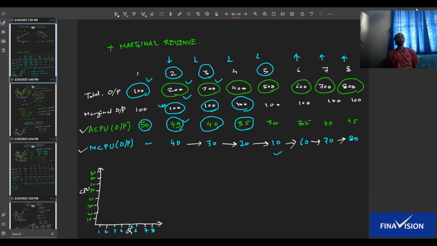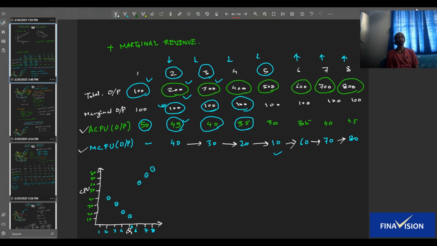First, we will draw the marginal cost per unit. So let us plot the numbers here. For option 2, option 1 we will not touch. Option 2 is 40, right? Option 2 is 40. So the point will be somewhere here. Option 3 is 30. We put it here. Option 4, 20. Option 5 is 10. Option 6, 60. Option 7, 70. Option 8, 80.